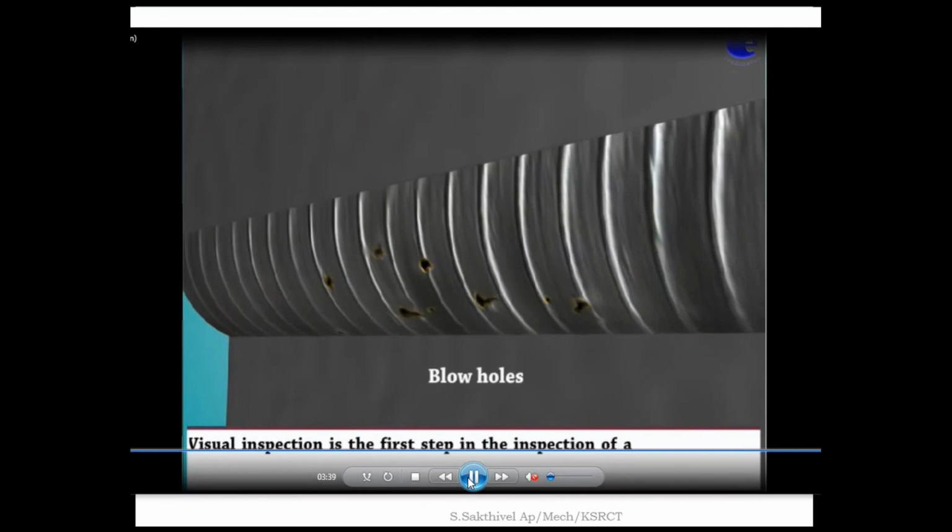Visual inspection is the first step in the inspection of a component and may be done with the unaided eye, using a hand lens or microscope. So by using our eyes directly we can see the defects. Otherwise we can use the lens or microscope to see the defects.